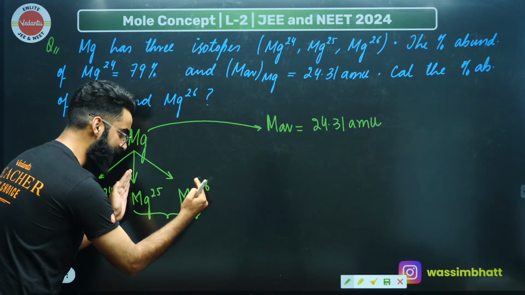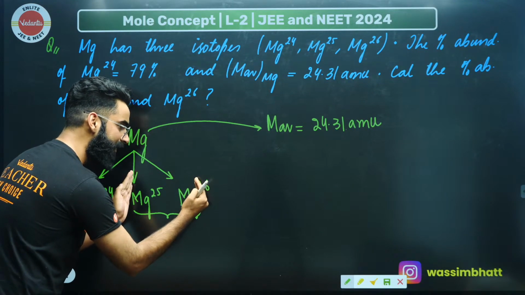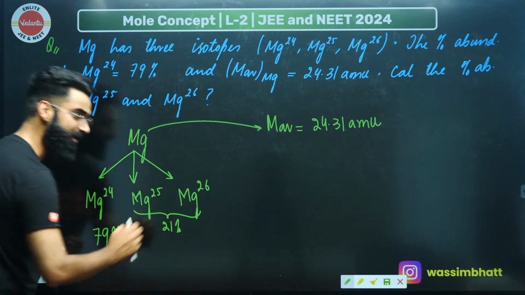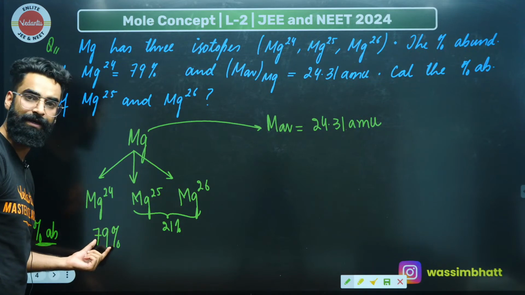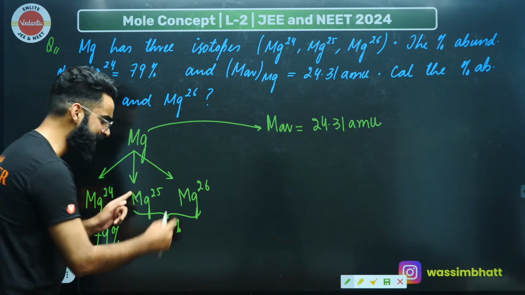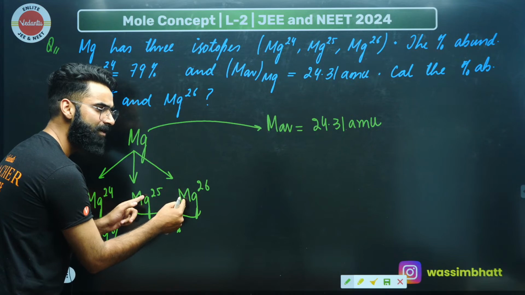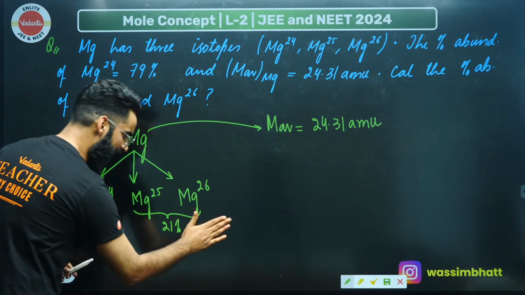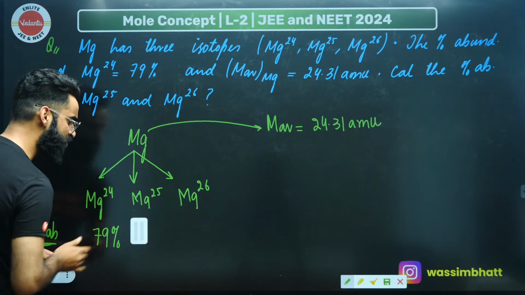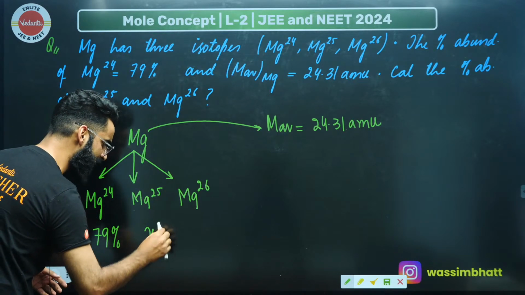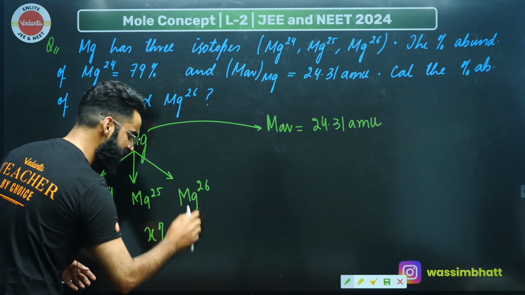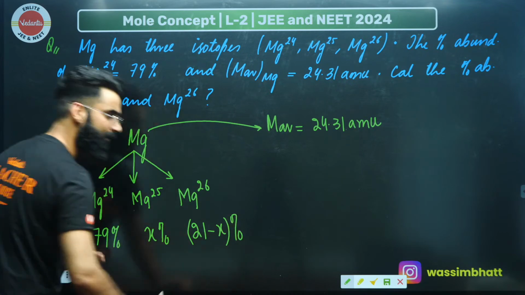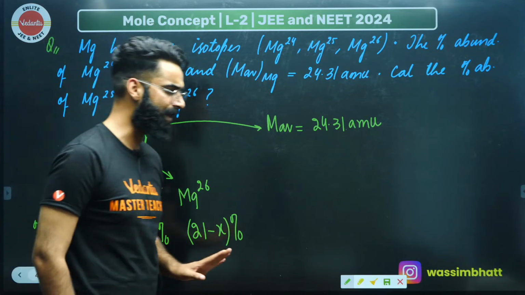The percentage abundance of these two in the combined form is going to be 100 minus 79, that means 21%, right? If the percentage abundance of the first one is 79, the percentage abundance of these two will simply be 21%. Now I'm assuming the percentage abundance of Mg25 as X, so the percentage abundance of Mg26 is simply going to be 21 minus X. Is this step clear to everyone?